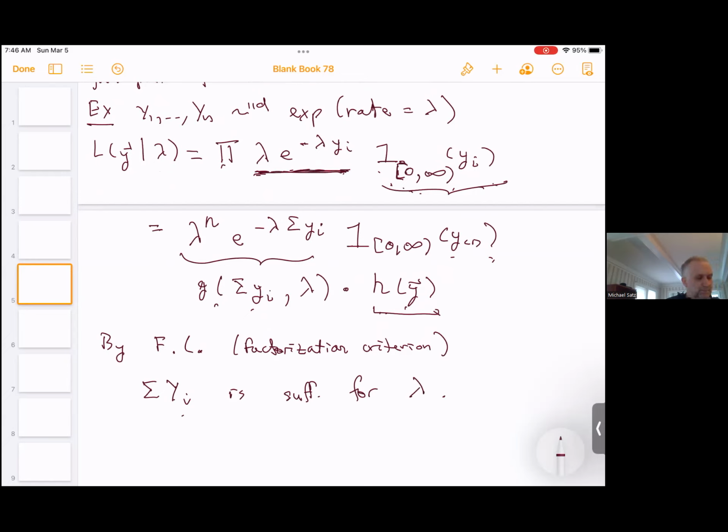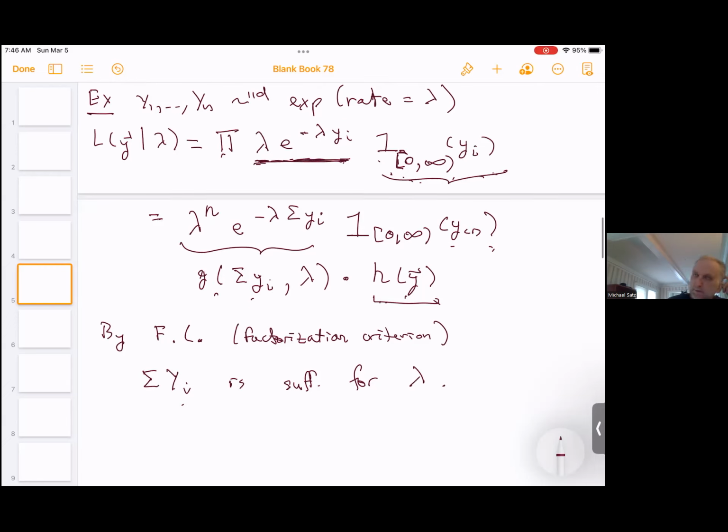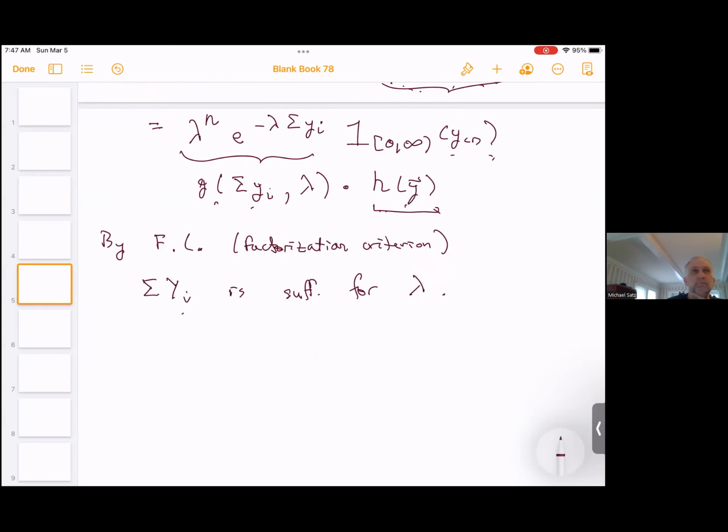All right. Okay. Let's do another one. Well, if I know the sum, it's all the information about the rate that I can get from the sample. It's interesting. Something to think about. Okay.